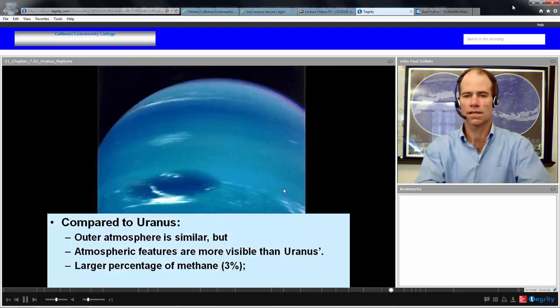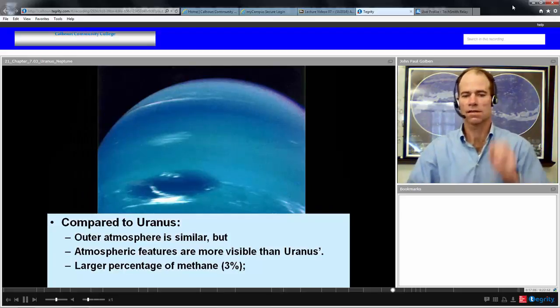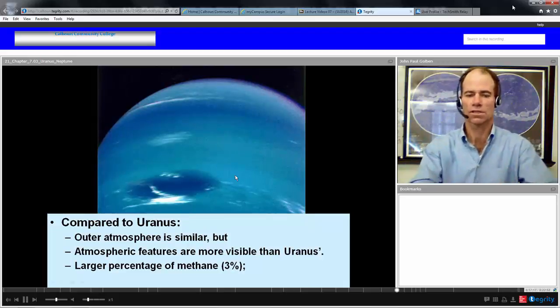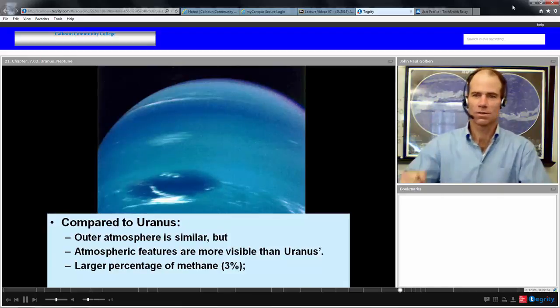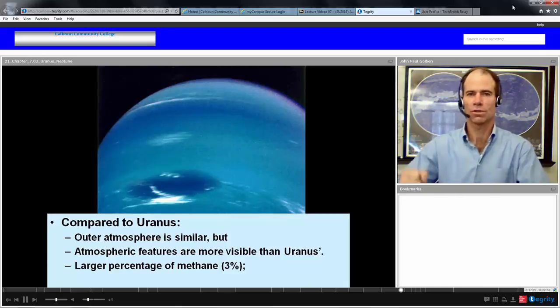Neptune is a lot more bluish, a lot more green-bluish, because it has a larger percentage of methane, 3% as opposed to 2%, which in relation is 50% more methane, giving it more absorption of red and more of a bluish color, which is appropriate for Poseidon or Neptune, god of the sea, which reigns over a blue ocean.